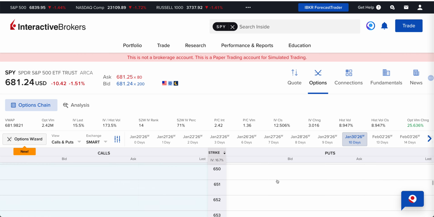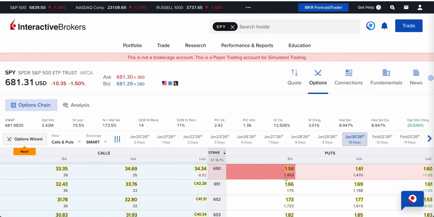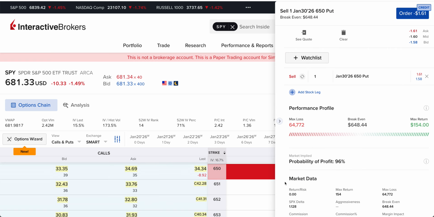Now this is only a 10-day trade, so the premiums aren't going to be huge. But look what you are getting in. You're getting in $160 a contract. So on a 10K account, for example, that's the equivalent of 1.6% in a matter of 10 days. And our probability of getting that return is actually 96%.